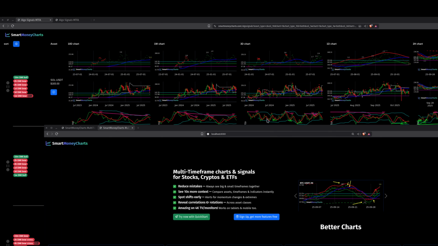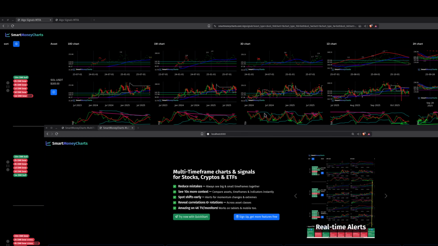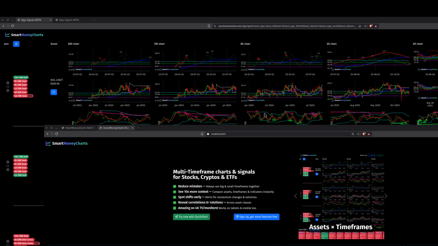There's indicators. This is the TDI. It's an enhanced TDI that's made for smart money charts, and we'll cover that in another video.